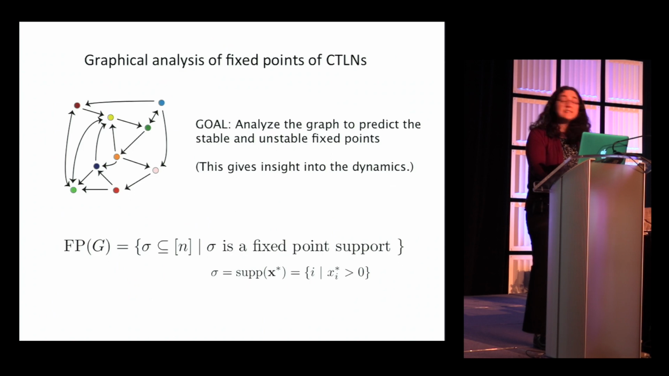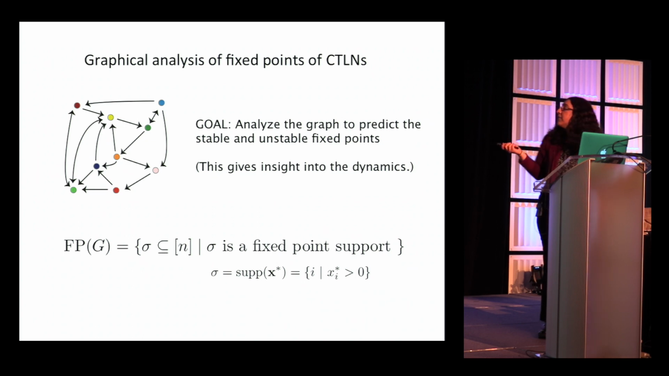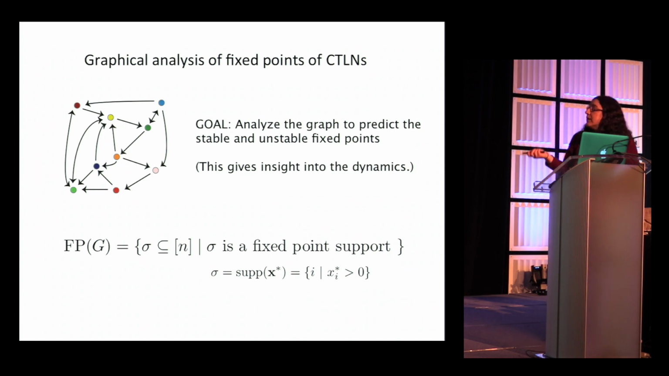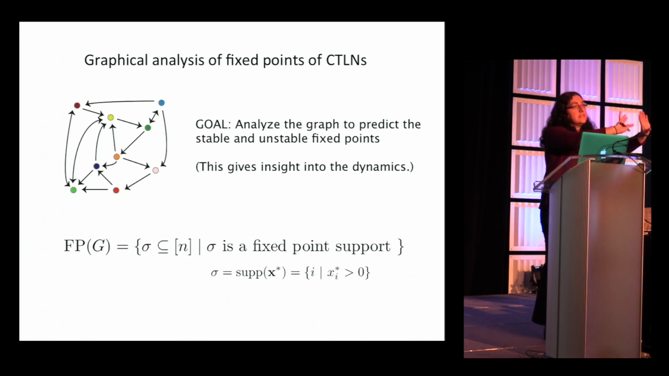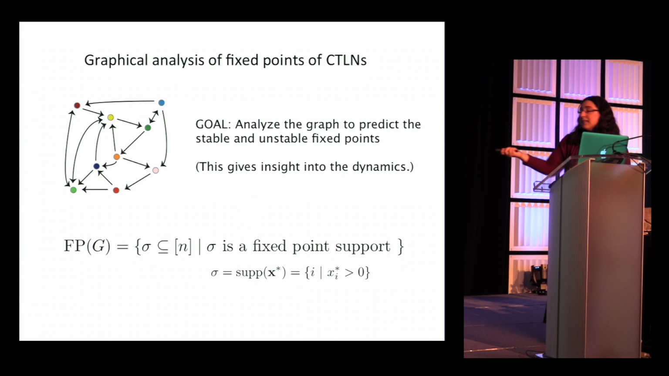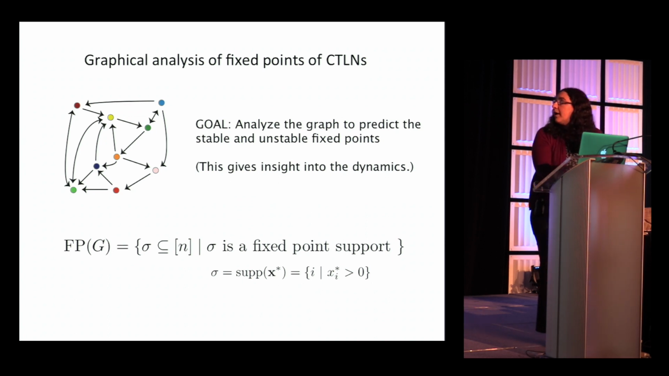Okay, so this takes me into our graphical analysis of fixed points. The goal, as I said before, is to analyze the graph and predict the stable and unstable fixed points. I'm going to call this set, as a function of the graph, FP for fixed points of G. It's just the set of supports. Remember, I told you there can be at most 1 fixed point per support. Once you know the support, it's trivial to work out what the fixed point is. So the entire game of figuring out the stable and unstable fixed points is the game of figuring out which subsets of neurons support a fixed point. And that's what we're going to try to compute.